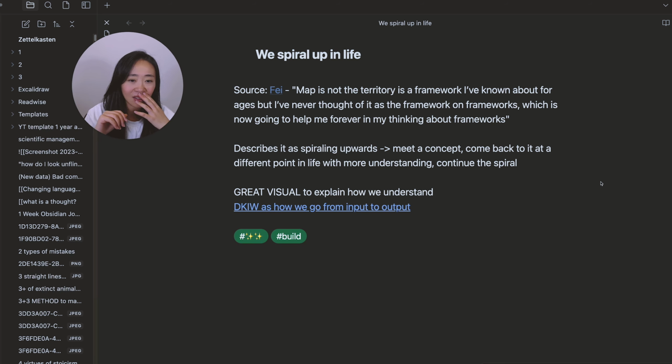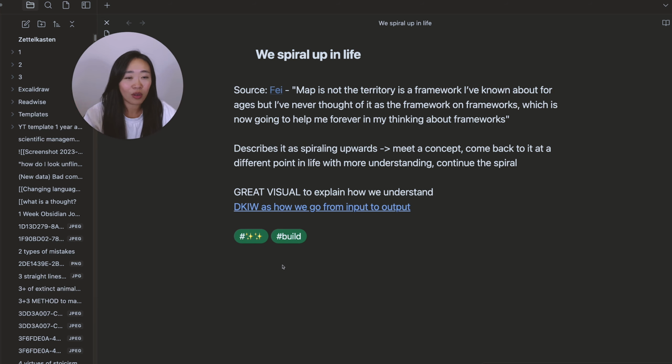And so I wrote down very quickly what she was saying, then wrote it in my own words, and added some tags like this: 2 stars to let myself know, okay, this is a really exciting idea, and the hashtag build. I wasn't quite sure, but I wanted to connect it to some of the science behind how we understand things, how we make connections, so I wanted to build on this idea.